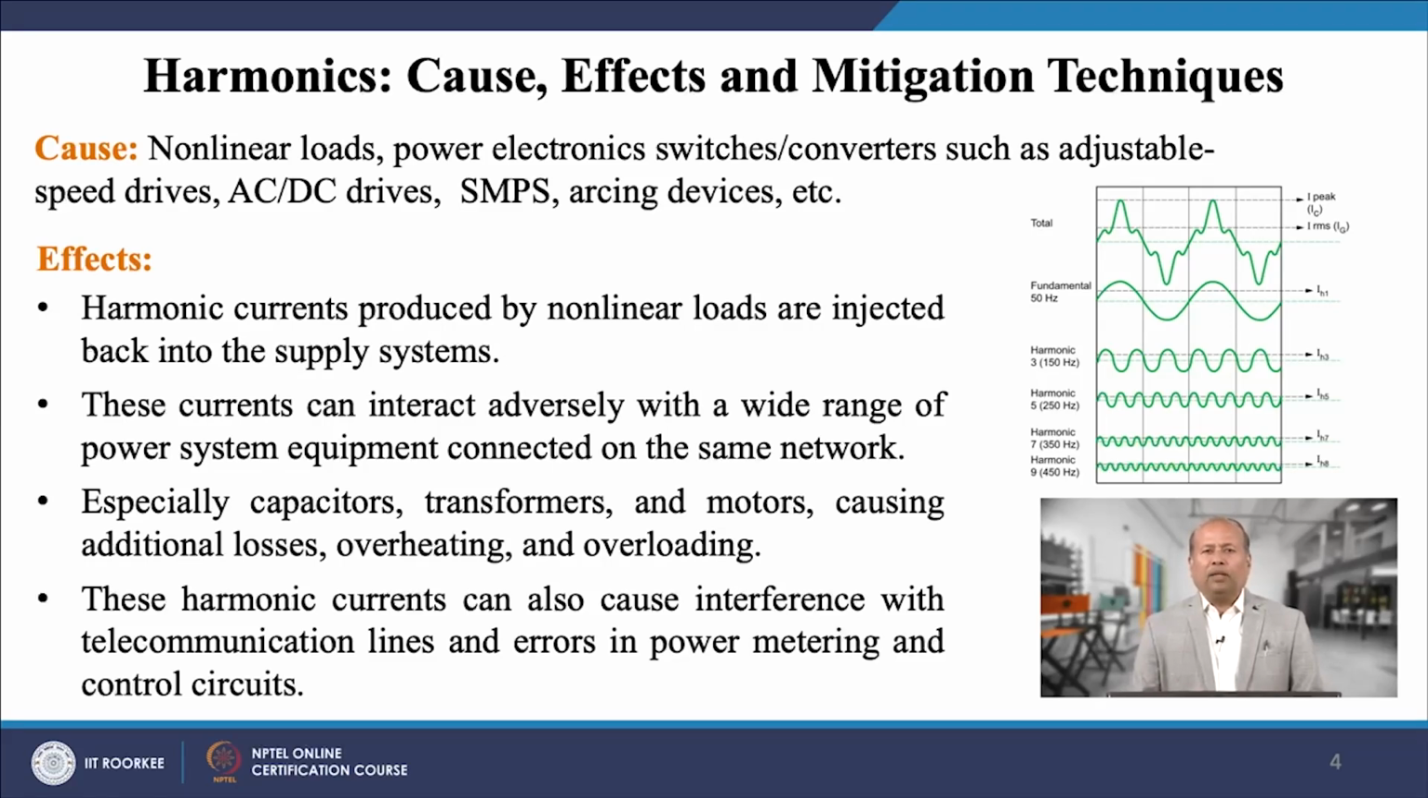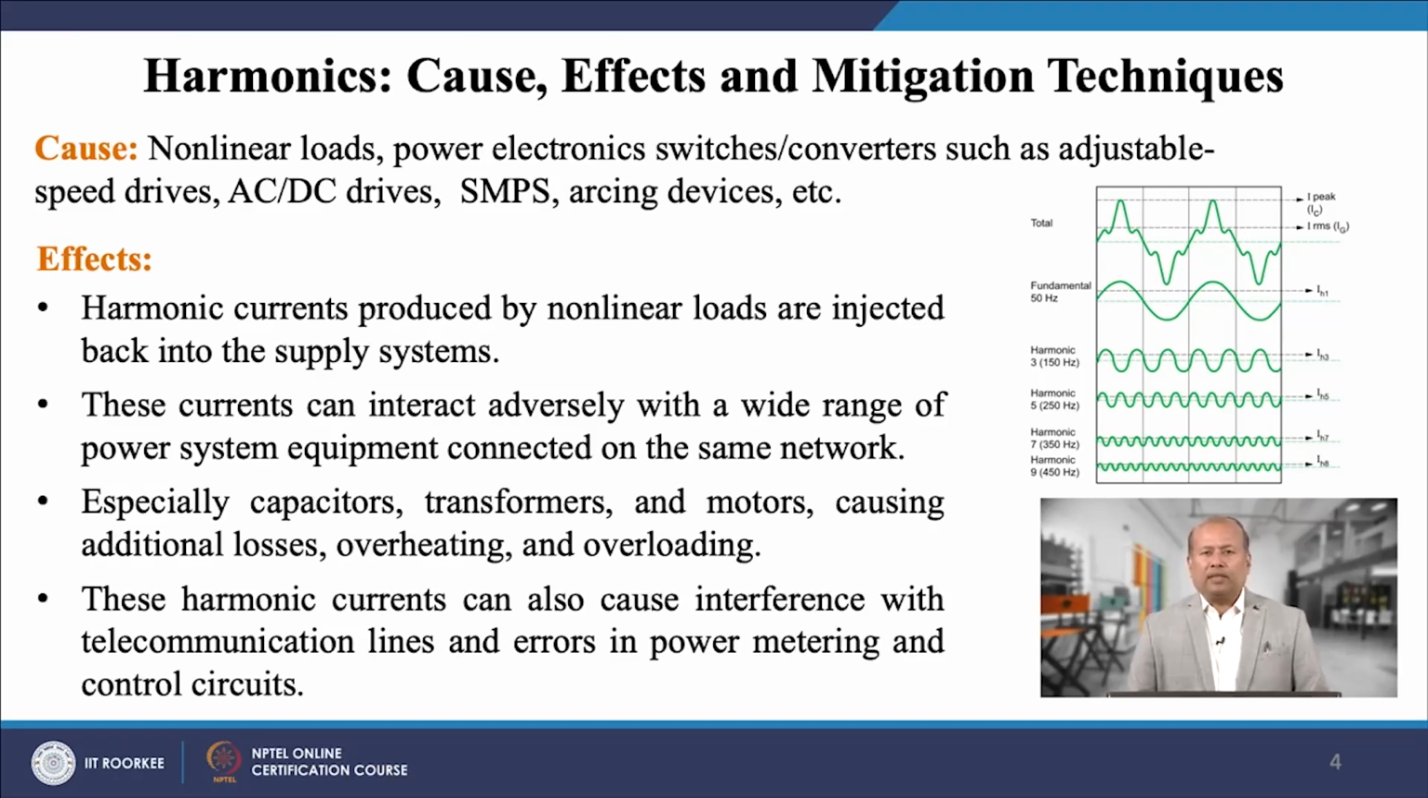Moreover, the harmonic current can create interference in telecommunication circuits sharing a common path and induce voltage by induction or conduction. Especially the 9th to 21st harmonics are disruptive to communication circuits. They also produce errors in power metering, that is energy or demand metering, and in protection and control circuits.